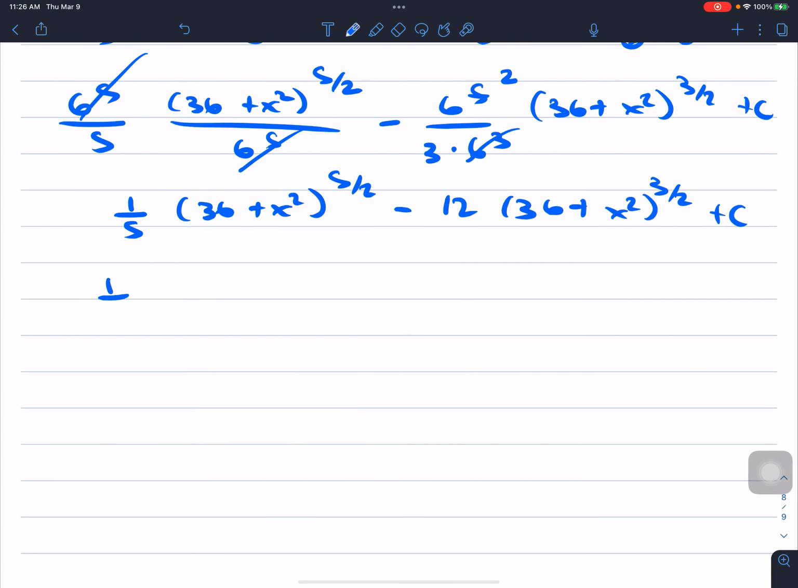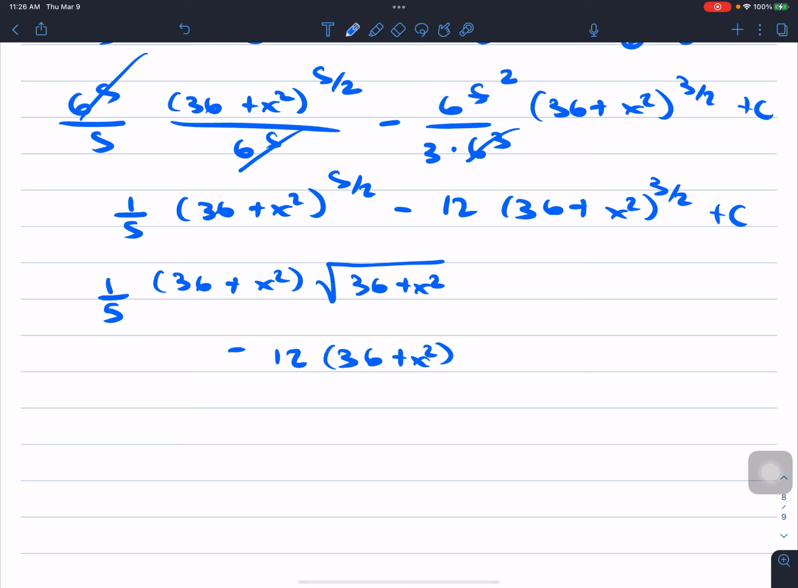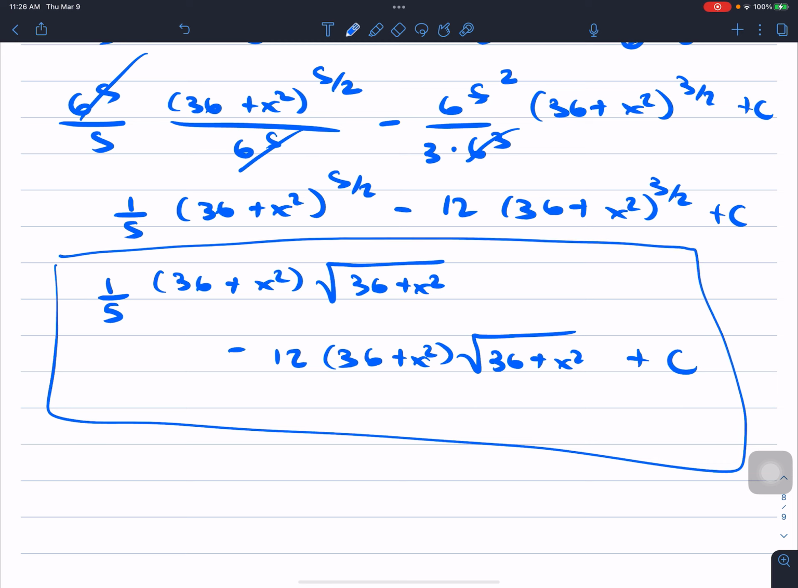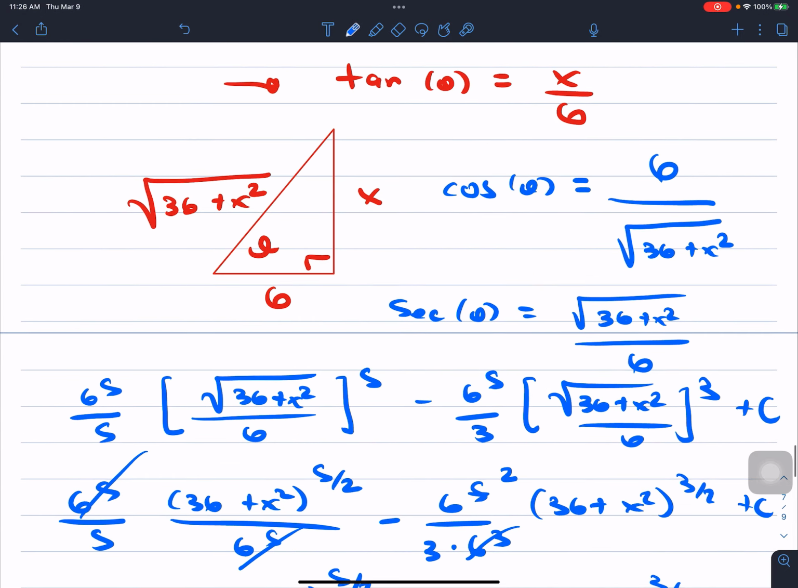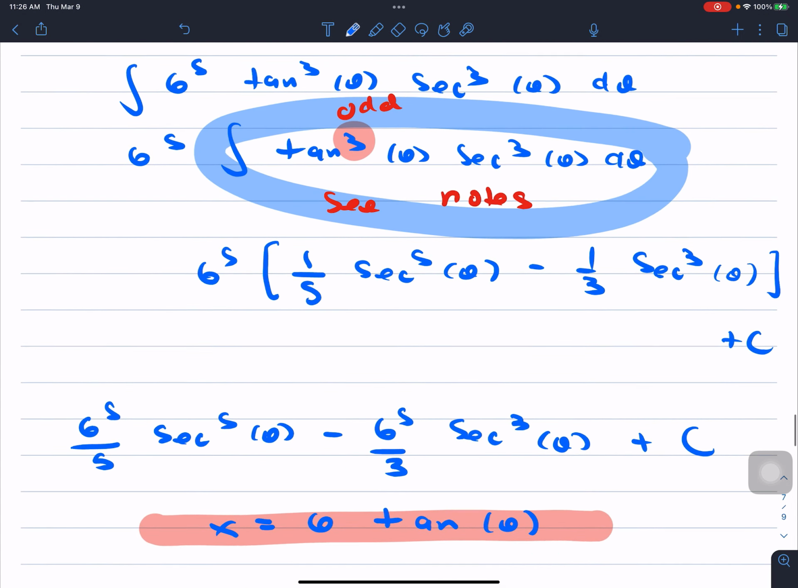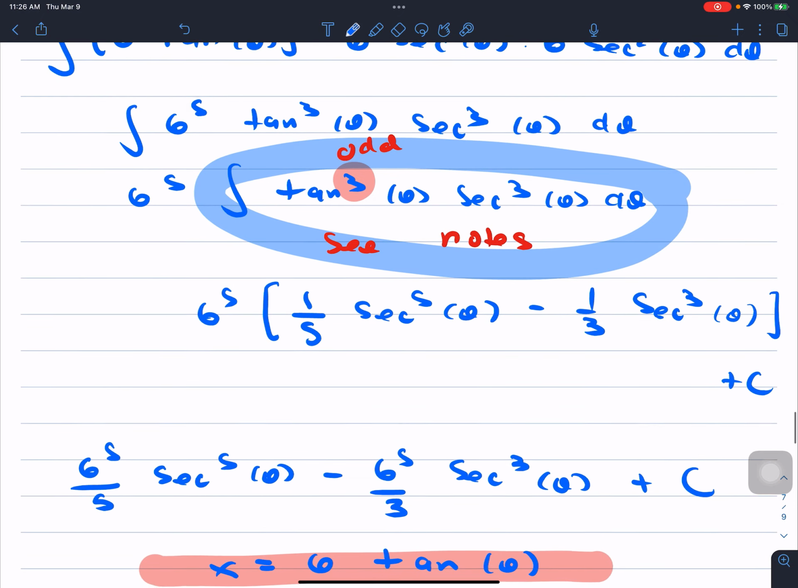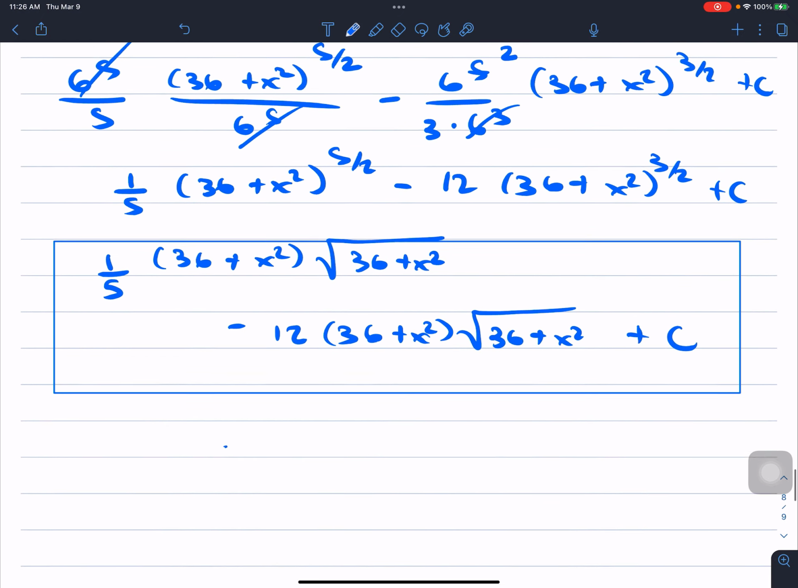Here's what that is. 1/5 times 36 plus x squared times the square root of 36 plus x squared, minus 12 times 36 plus x squared times the square root of 36 plus x squared, plus c. Some students may want to know what that is. Is that right? And did I screw up on this one? I think there's an issue here. No, I think we're good. This is 6 to the 5th, right? No, we're good. Double check to see if our arithmetic is okay.